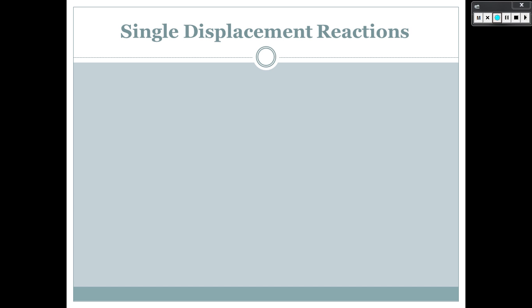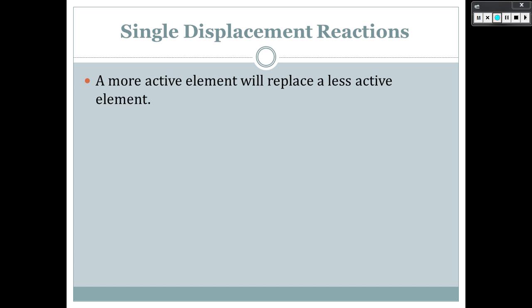So, single displacement reactions. As we've talked about, a more active element will replace a less active element. If we think about activity as how attractive an element is, remember the more attractive elements are going to replace less attractive elements. You can think of reactive and attractive, kind of sounds similar. And you can use something called an activity series. You can download that on my website if you haven't already found it in the book or online. And I'll show you where that is and what it looks like.